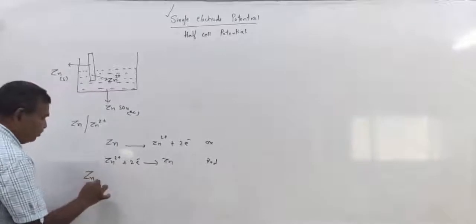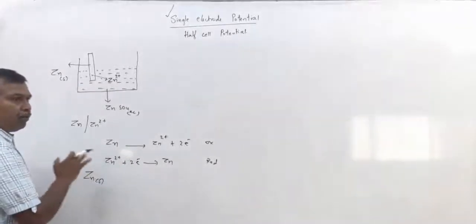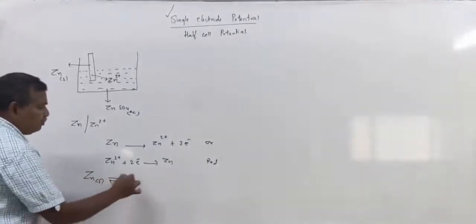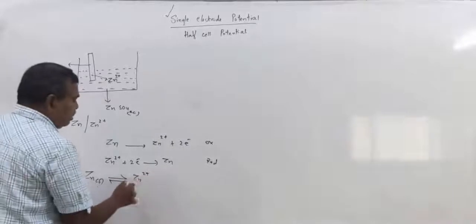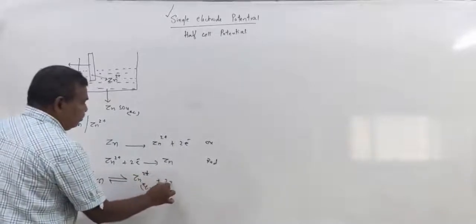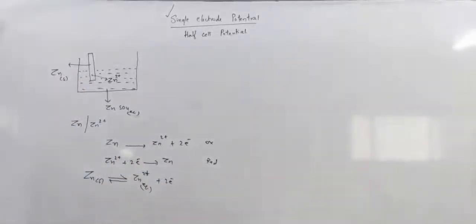After that, both the forward and backward reactions are in equilibrium state. It means the reaction reaches the equilibrium state.